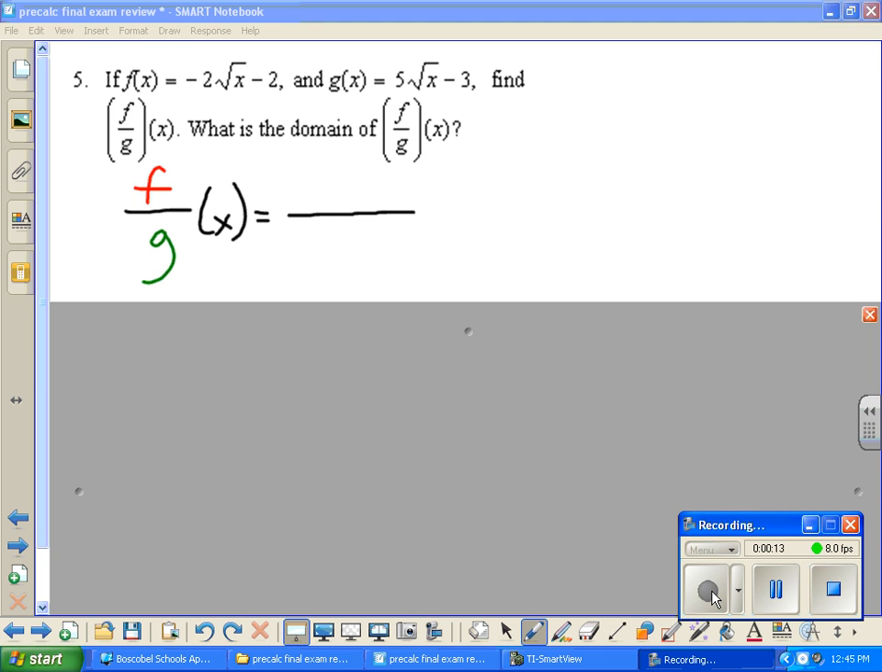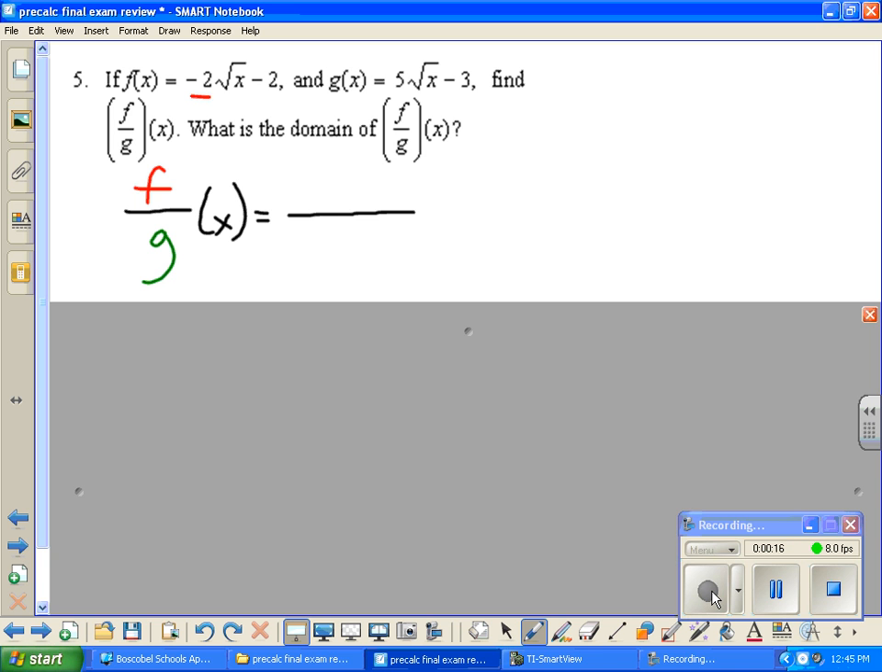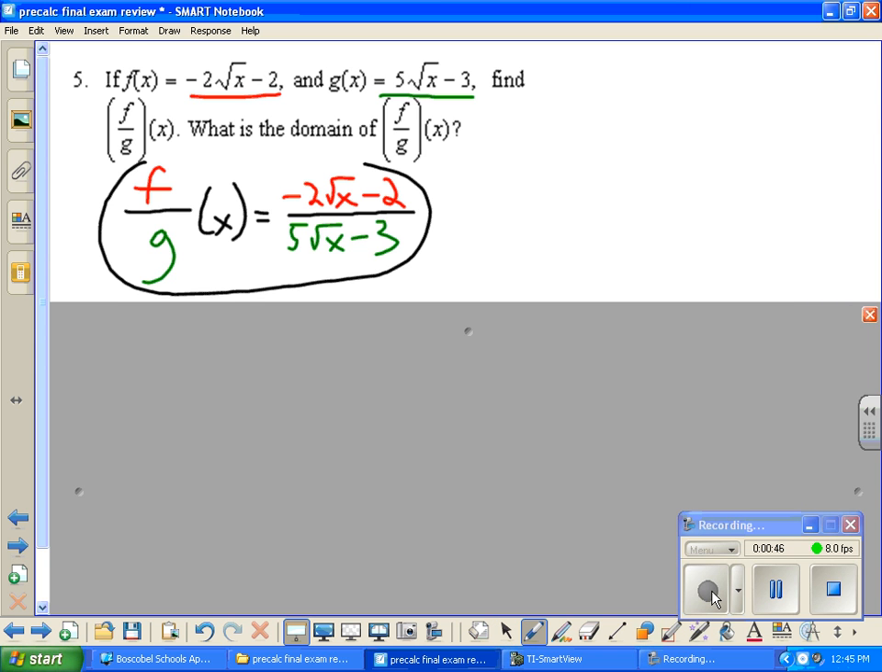Well, because it's f divided by g, I start off with function f, which is negative 2 times the square root of x minus 2, and that goes in my numerator. Then I look at my denominator, which is g, which is 5 times the square root of x minus 3, and I simply plug in. Now, I always want to simplify functions as much as I can, but because I have a binomial in both the numerator and denominator, and because they do not have any common factors, this is as simplified as it gets. So f divided by g of x is this right here.